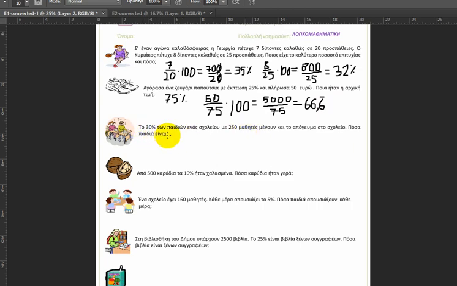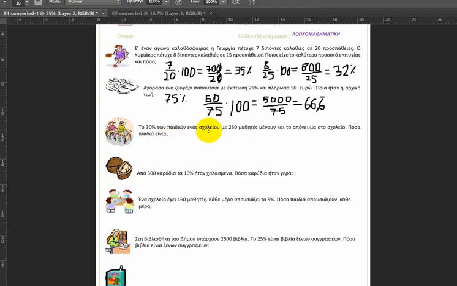Next up, we have a problem where 30% of the children of a school, which has 250 children, stay at school after, basically after the lessons end. So how many kids is that? 30% of 250. So we have the percentage and we have the total number of students, and we want to find how many kids that is.